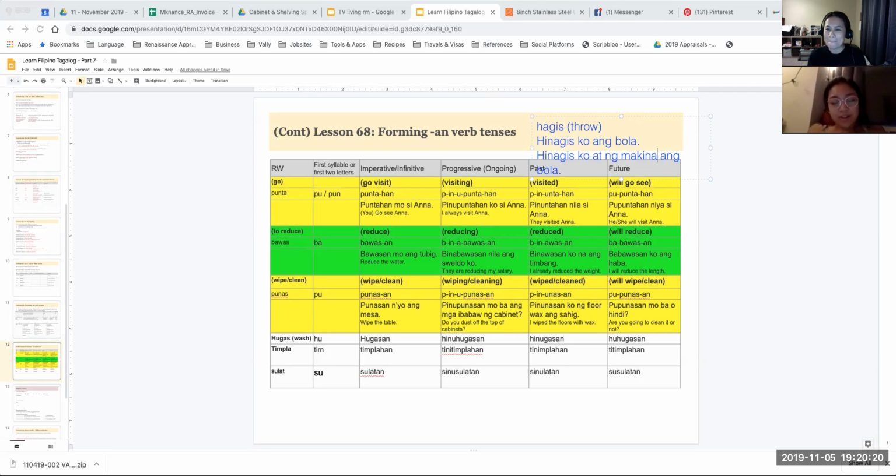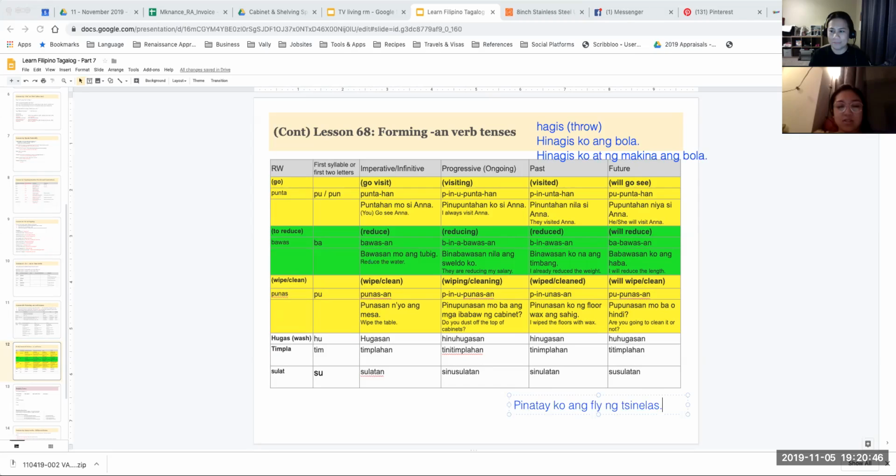You just have to use a conjunction, at. What about, I killed the fly with my slipper? Let's write it here. Pinatay ko ang fly ng tsinelas.